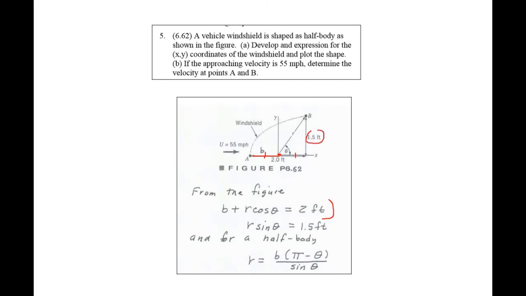Other than that, we have to recognize that this is a half body problem, and the flow's a uniform flow coming out here. We almost always have a uniform flow plus something, but in this case we have a uniform flow plus a half body.